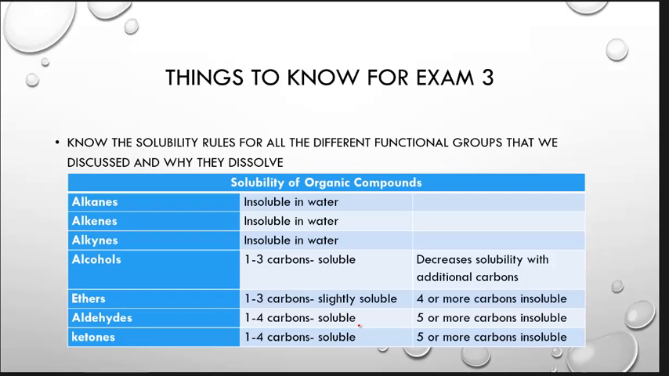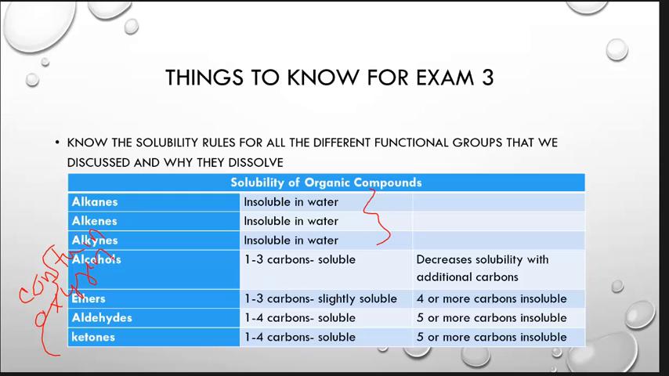And then finally, for this tutorial, you're going to need to be able to identify which compounds are soluble and which aren't. Alkanes, alkenes, alkynes are not soluble. You need an oxygen there with the electronegativity to be able to interact with the water to be able to dissolve. Now, alcohols, ethers, aldehydes, and ketones, they all contain oxygen. As a result, that means that they are soluble to a certain degree.